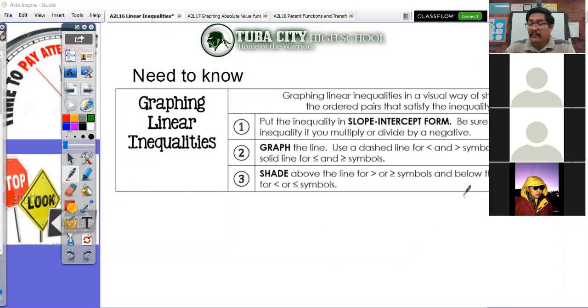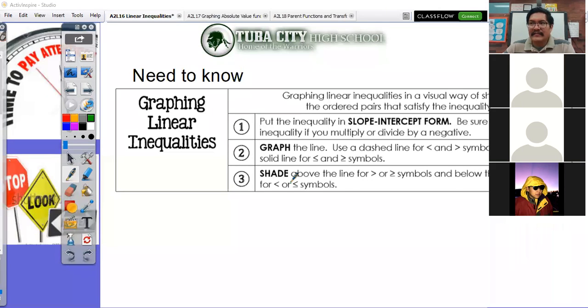And then shade above the line for the greater than symbol or greater than or equal to symbol, and below the line for less than or less than or equal to symbols. Now for this one here, I would also just tell you, just pick a point and test it.